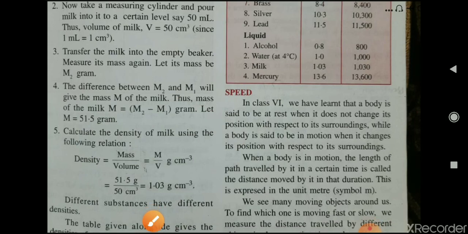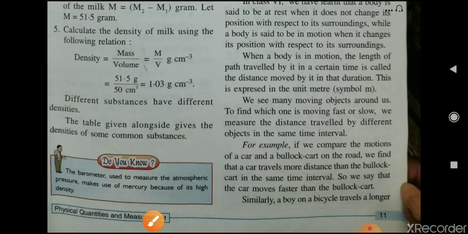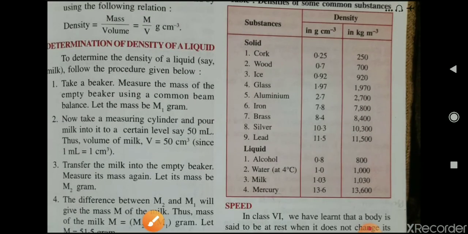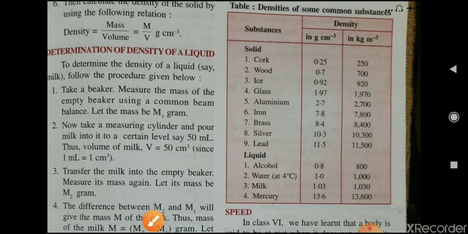So different substances have different densities. As you can see here in this figure, these are the different substances and they all have different densities. I hope you all have understood what is area and density.